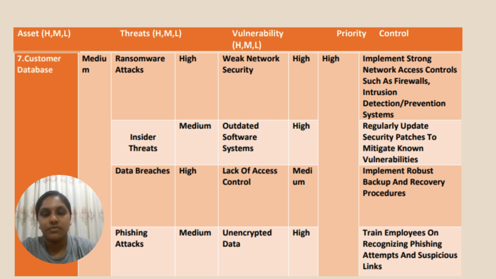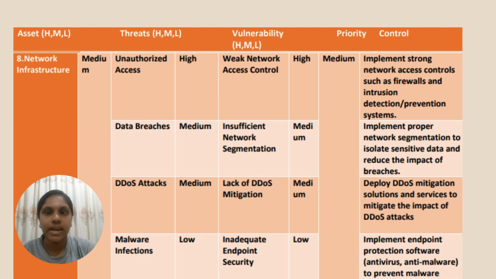The fourth one is phishing attacks. It has a medium level of risk. This is because of unencrypted data, which is a high level of risk. We can control it by training the employees on recognizing phishing attempts and suspicious links. The eighth asset is network infrastructure, which has a medium level of risk. The first threat is unauthorized access, which has a high level of status.